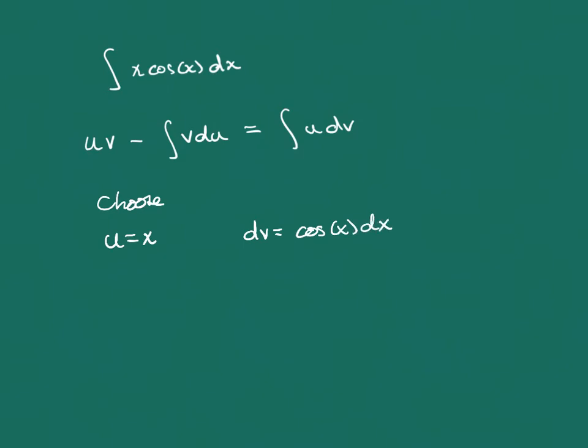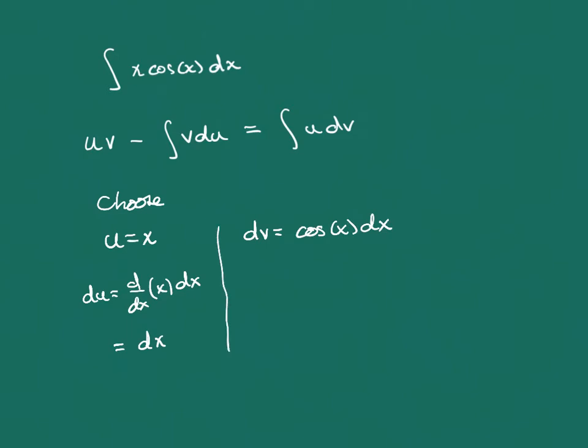So how do we get our v and our du? Well, for du, remember what that's supposed to be. It's just supposed to be the derivative of u with respect to x times dx. So we just take our derivative of x, and so we end up with du being just plain old dx.